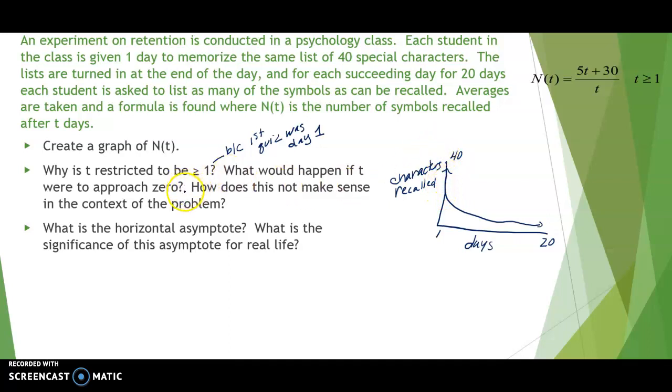So if t would go towards 0, the number of characters recalled would go towards positive infinity. And how does this not make sense in the context of the problem? Well, there were only 40 characters.